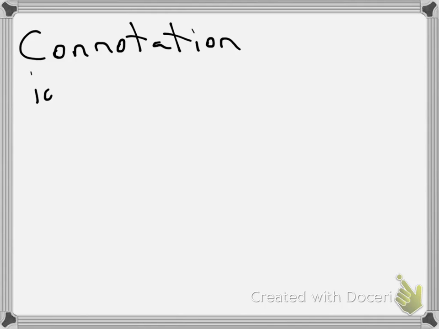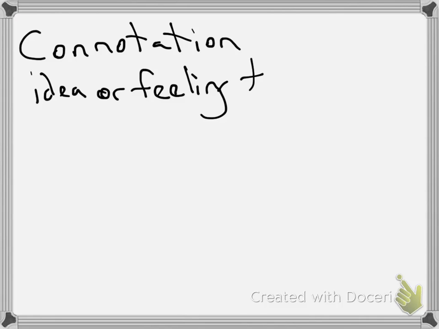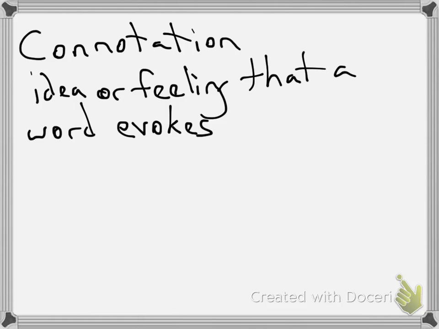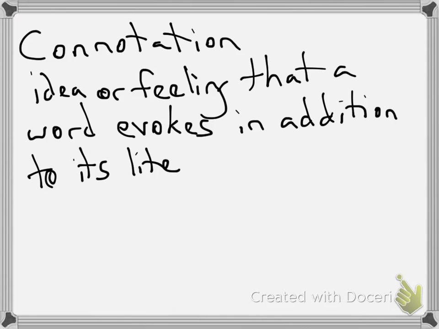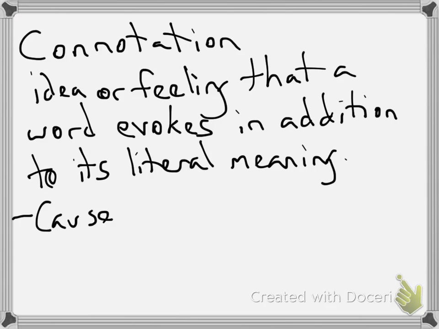All right, moving on, we have connotation. Connotation is an idea or feeling that a word evokes or brings or gives in addition to its literal meaning. Establishing the connotation of significant words in the poem is extremely helpful. You want to look for words that cause an emotional reaction or strong reaction in you.